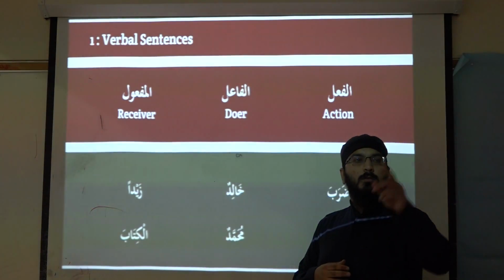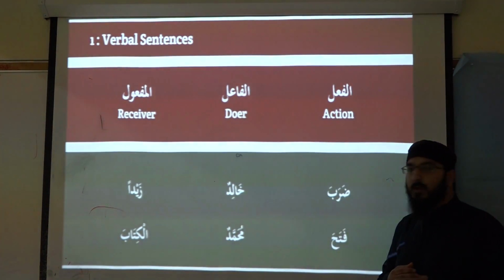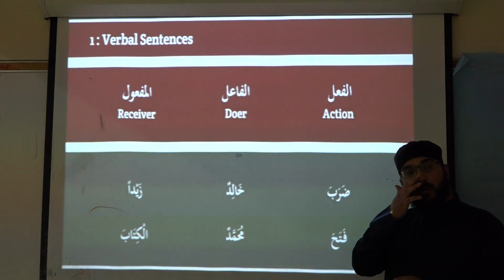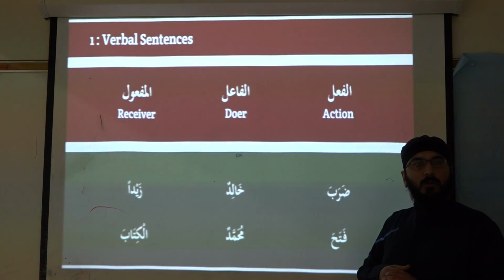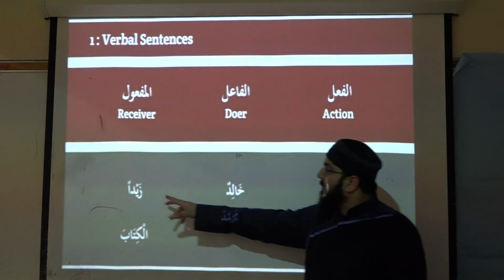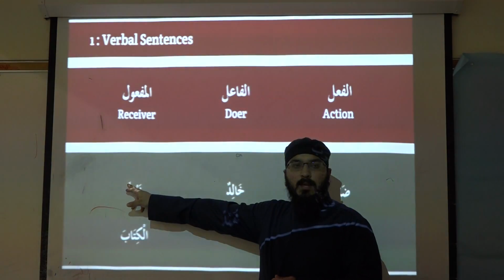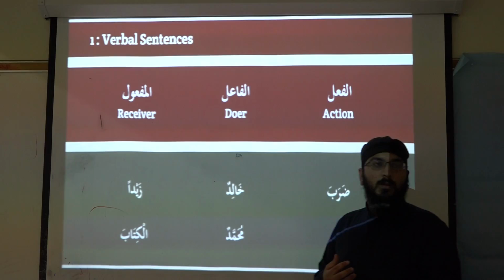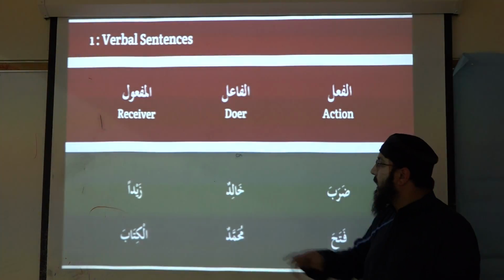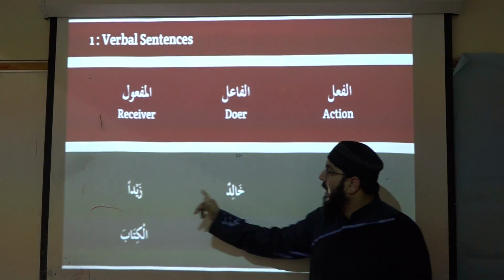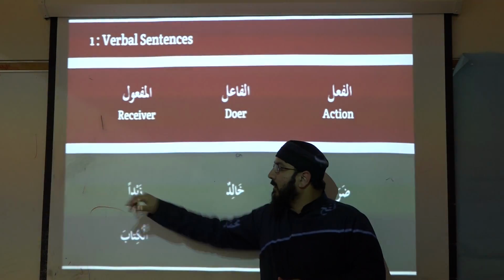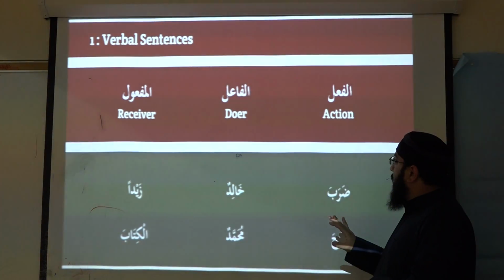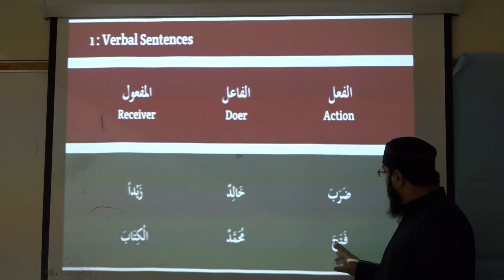In that sentence, Khalidun and Zaidun, both are names, right? So in this case, Zaidun could also be the doer here, but because of the fathatain, the un sound, he can't be the doer. He has to be the receiver. Okay? He has to be the receiver because of the harakat that we have, the diacritics that we have on there. Okay? Let's look at the next example.